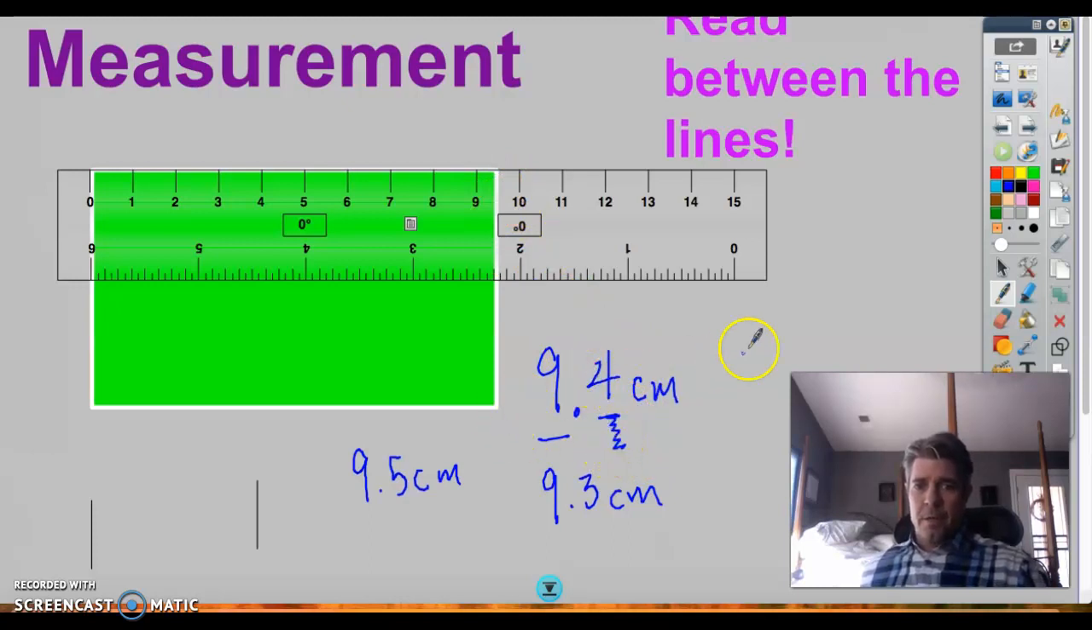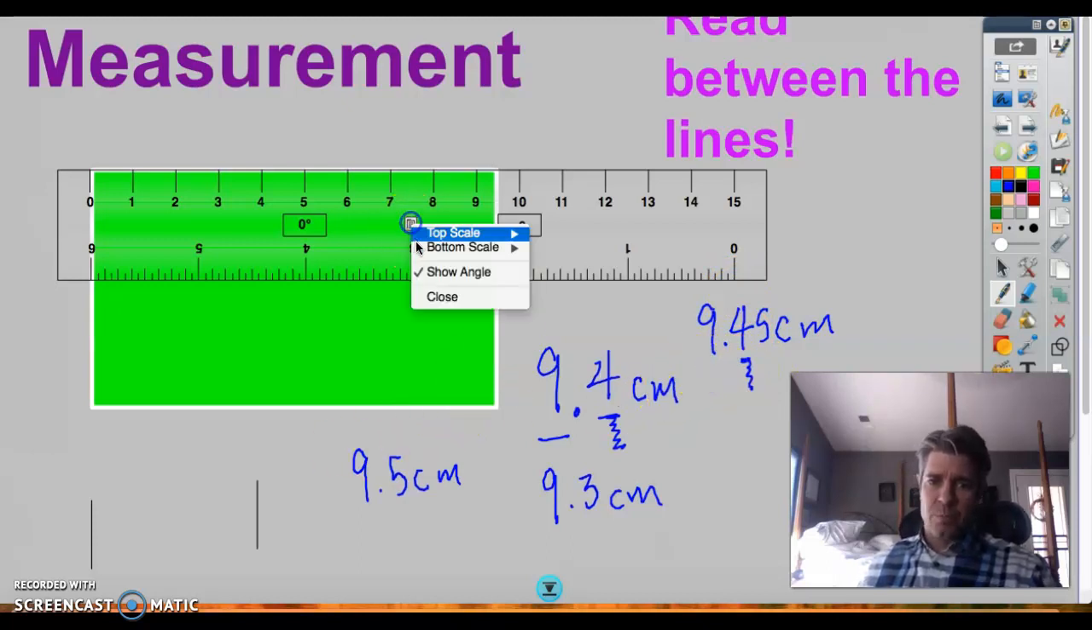If one lab partner said, no, I think it's 9.45, I don't think it's halfway, but it's a little bigger, that would be incorrect. You cannot estimate if there's no lines. You can only have one uncertain digit. You can have lots of certain digits, right?